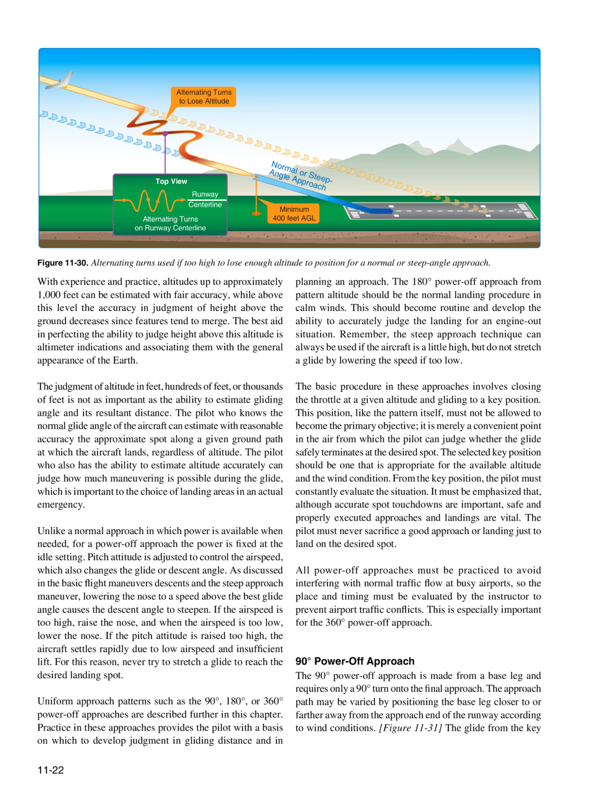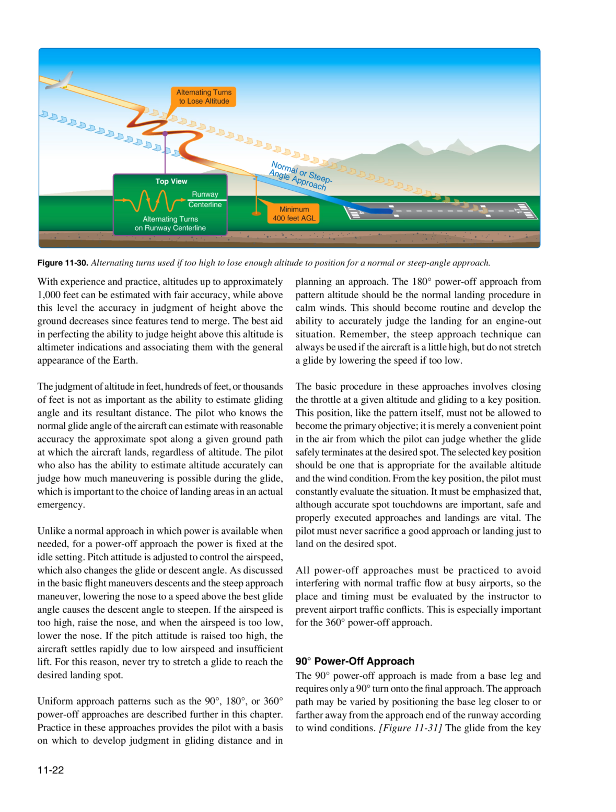90 degrees power-off approach. The 90 degrees power-off approach is made from a base leg and requires only a 90 degrees turn onto the final approach. The approach path may be varied by positioning the base leg closer to or farther away from the approach end of the runway according to wind conditions.